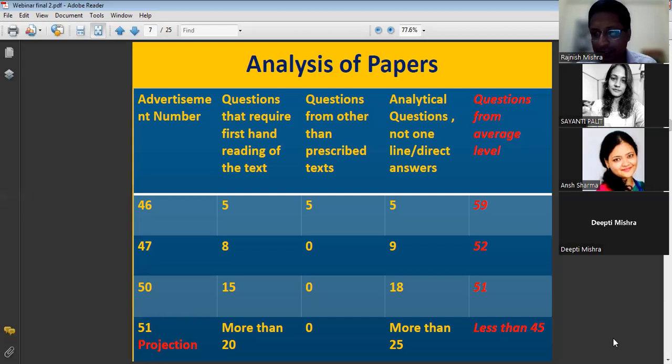But you cannot find them in any summary that is generally available on the internet, or even in the guidebooks, because summaries, by very definition, don't go into detailed analysis. So either you have a full question bank of all possible kinds of examinations, or you have read the text first-hand. We presume that reading first-hand is easier than making a question bank of n number of papers. So for first-hand reading of text-based questions, there were only 5 in 46, 8 in 47, 15 in 50. Out of 70, 15 questions were first-hand reading based.